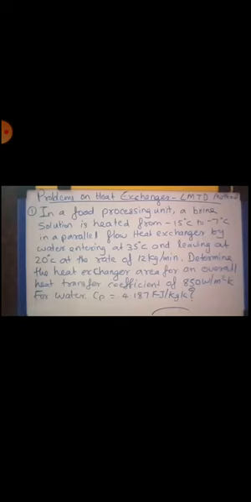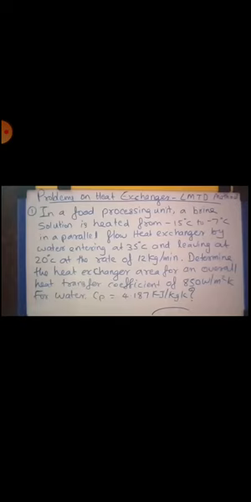In a food processing unit, a brine solution is heated from minus 15 degrees centigrade to minus 7 degrees centigrade in a parallel flow heat exchanger by water, entering at 35 degrees centigrade and leaving at 20 degrees centigrade at the rate of 12 kilogram per minute. That is, there is a food processing unit in which a brine solution is heated from minus 15 degrees centigrade to minus 7 degrees centigrade.